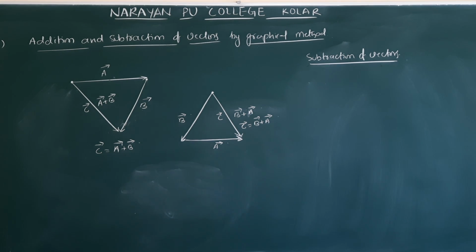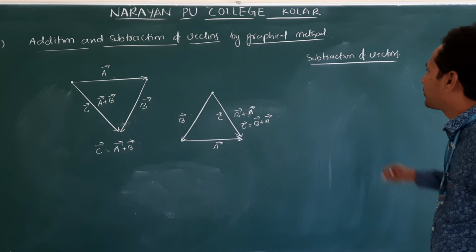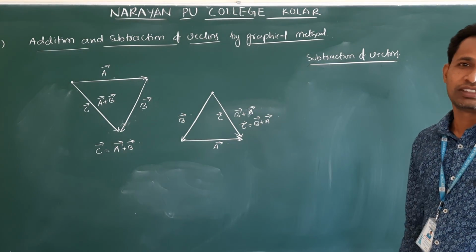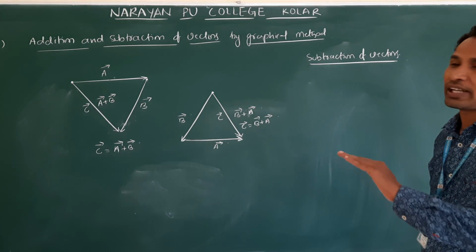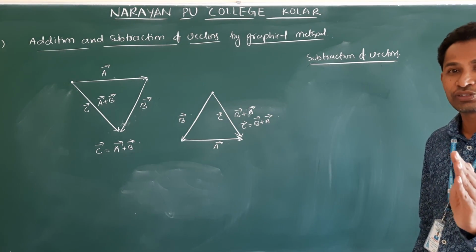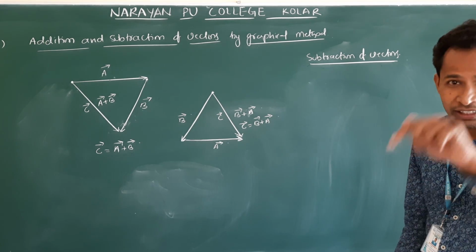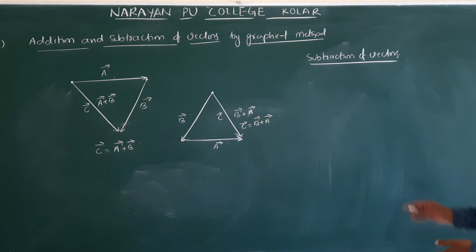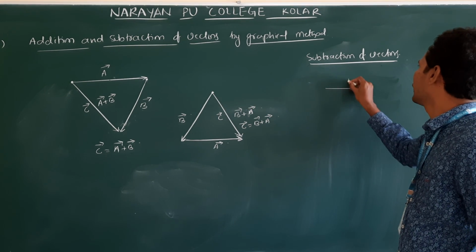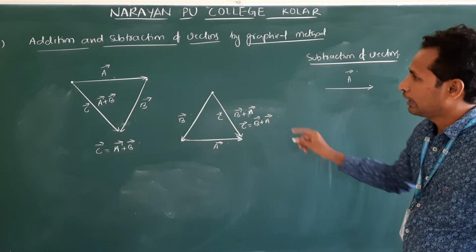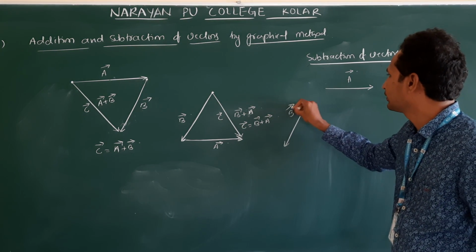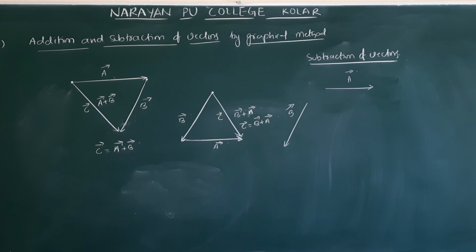Now next we will see the subtraction of the vectors. Subtraction of the vectors we can do by using addition. There is no direct subtraction in vectors. Subtraction can be done by addition. See how it will be. Now the same vectors I am taking here. This is vector A, and initially I have taken vector B like this. Am I correct?